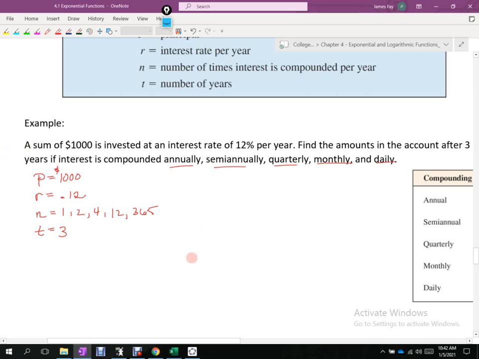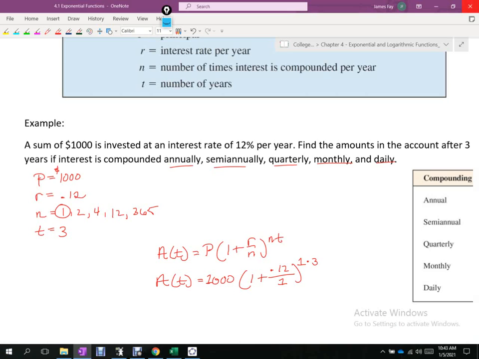So every compound interest problem you do, those are the 4 things that you're going to write down. Then it's just a matter of plugging them into this formula, 1 plus R over N raised to the NT. So A of T is my principal, 1,000, times 1 plus R, which is 0.12, divided by N, which in this case I'm going to just say is 1. We'll do this first one here. And then raised to the NT, which would be 1 times 3. Now, you can type that into your TI-84, TI-30, whatever calculator you're using.